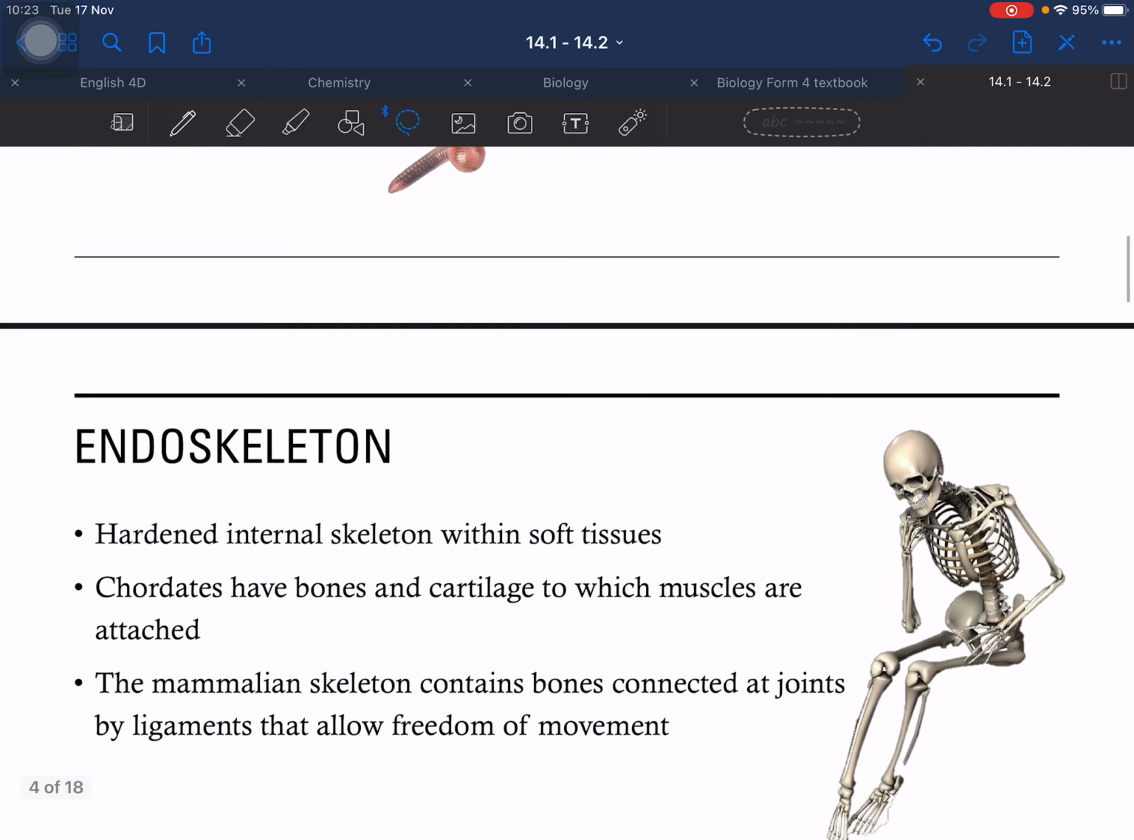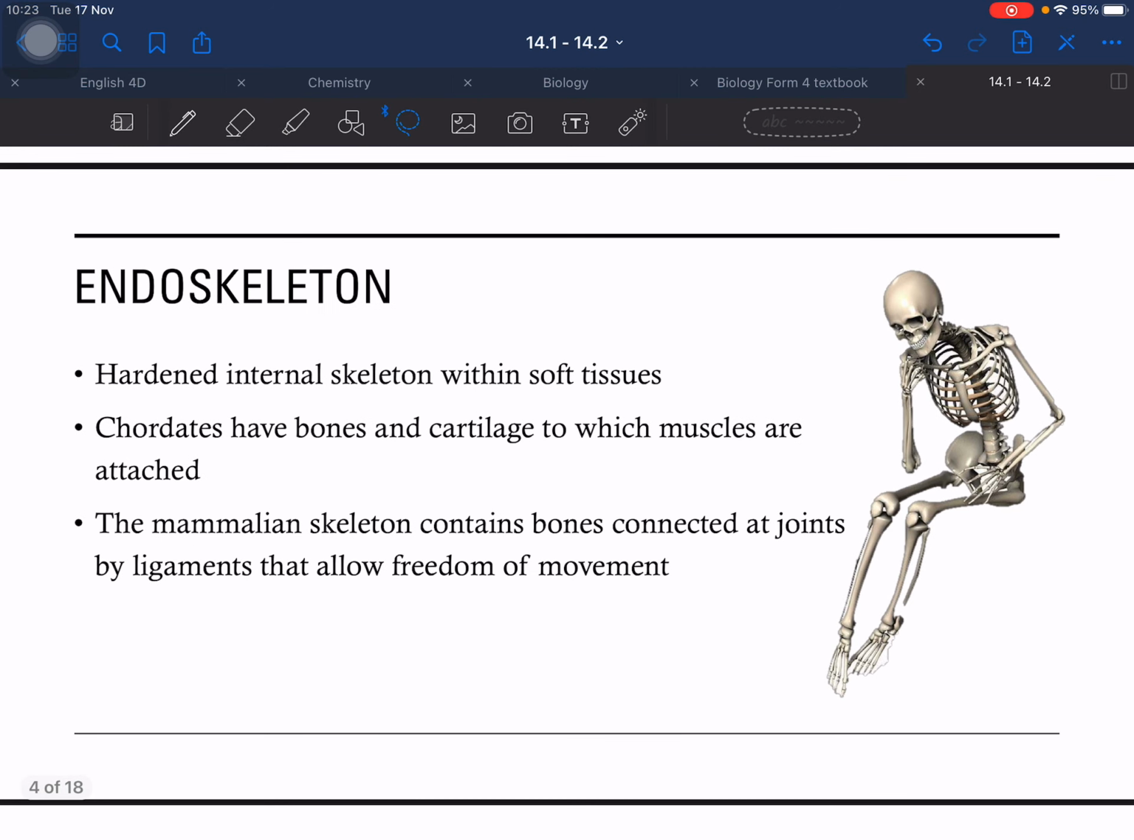And lastly, the endoskeleton. It is a hardened internal skeleton within soft tissues, and chordates have bones and cartilage to which muscles are attached. The mammalian skeleton contains bones connected at joints by ligaments that allow freedom of movement. Alright, so those are the 3 types of skeletons: exo, endo, and hydrostatic.